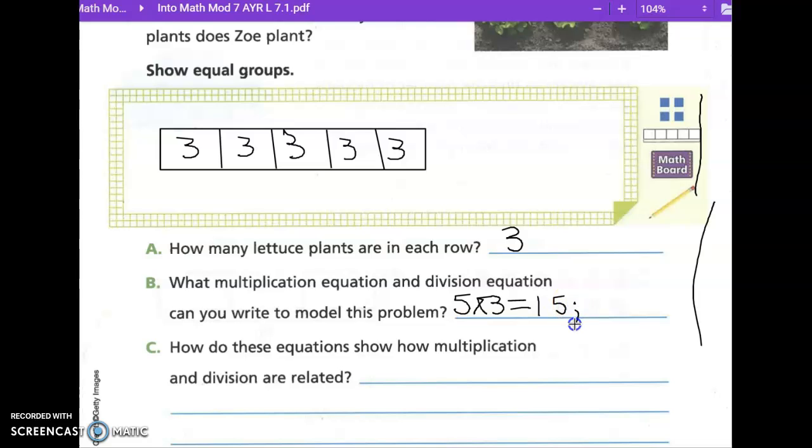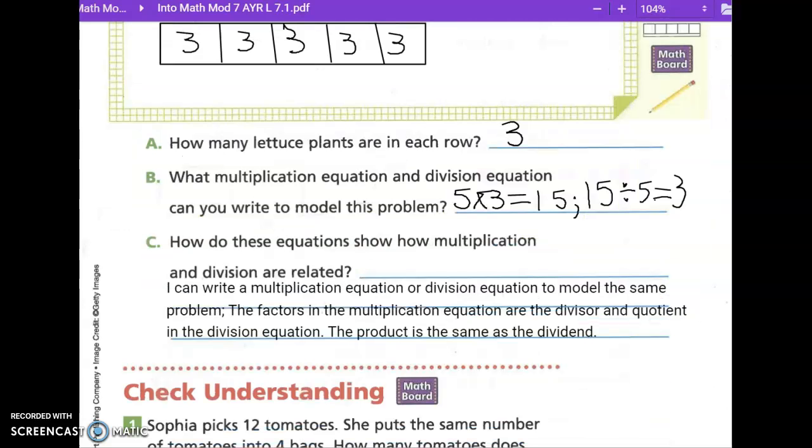And our division sentence is going to start with what? 15 divided into 5 rows equals 3. Okay, so this was a lot to write, so we are going to talk about it here in class, and then you don't have to write it. And if you're at home, you don't have to write it.